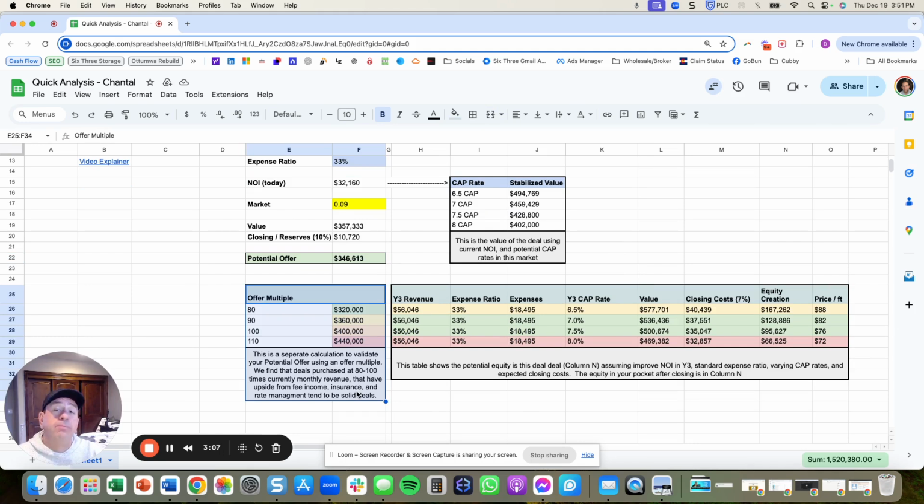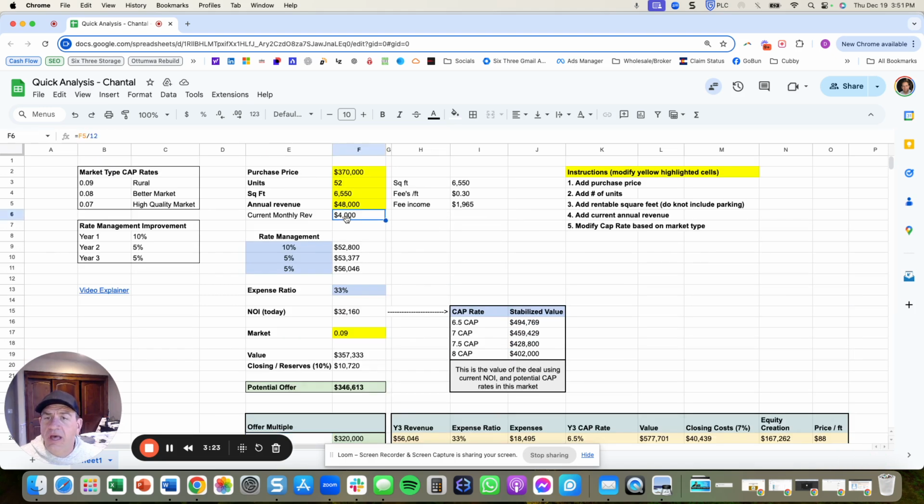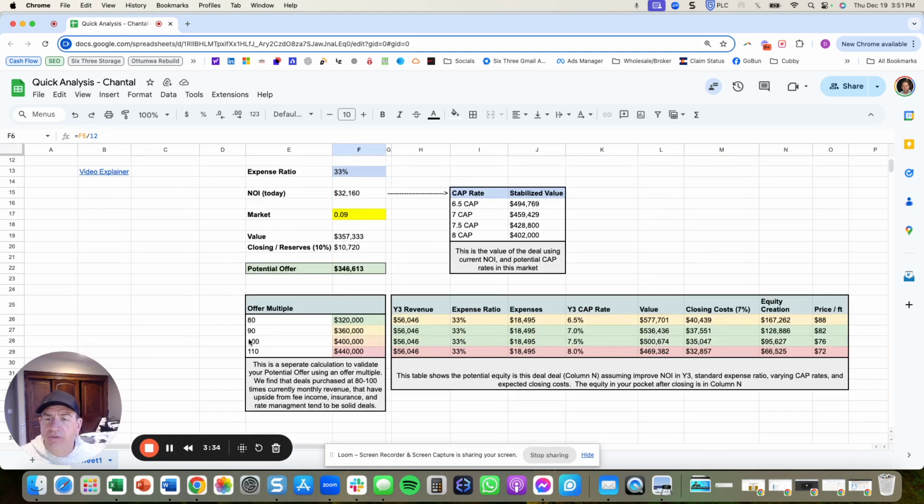I also included an offer multiple table down here. This is just a completely separate way of looking at a deal. And essentially what we've seen, and I learned this actually from a very big operator, is one of the ways that they quickly analyze a deal is they look at a deal through the lens of an offer multiple. And it's a multiple of the current monthly revenue. So if the annual revenue was 48 grand, then the monthly revenue, divided by 12, is $4,000. They take the $4,000 and they multiply it by 80, 90, and 100 times, and they get this sort of range, which interestingly enough fits directly in line for the most part in the 80 to 90 range here with our potential offer.